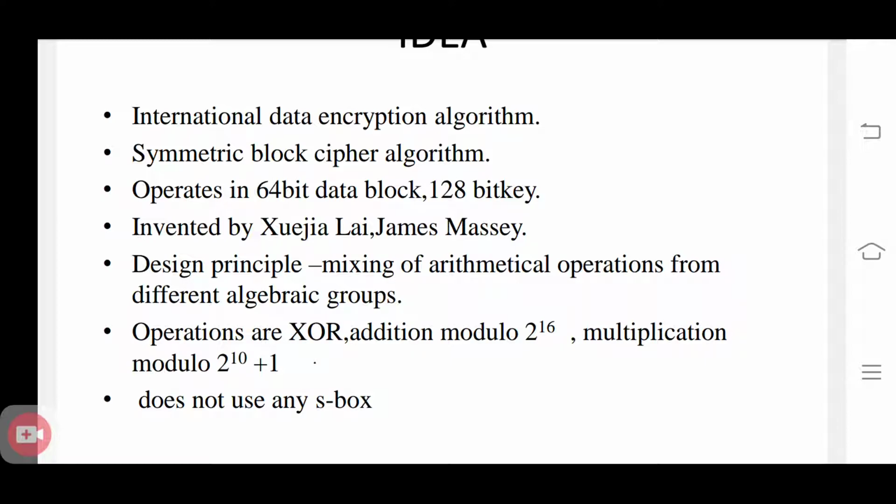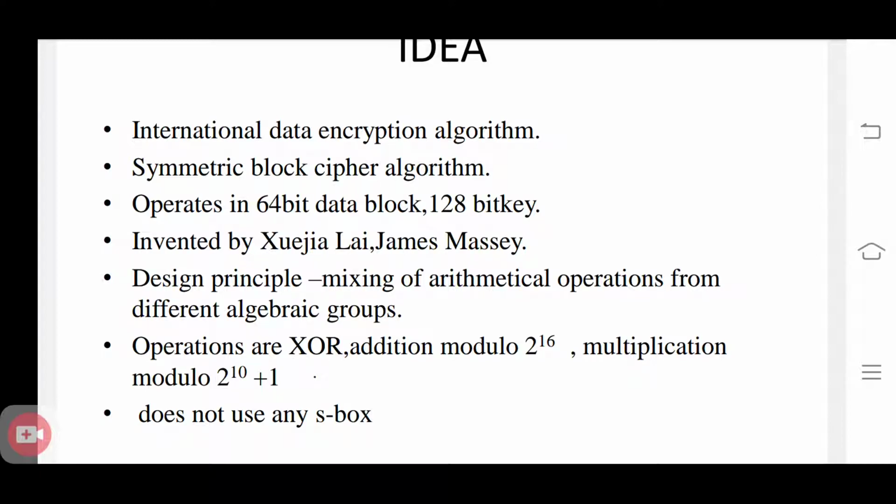So IDEA is a symmetric block cipher algorithm, the plain text length is 64 bits, the key is 128 bits, and the main design principle behind IDEA is mixing of arithmetical operations. Which are the arithmetical operations used in IDEA? The main ones are the XOR operation, addition modulo 2 raised to 16, and multiplication modulo 2 raised to 16 plus 1. Also, the main feature of IDEA is that we have no S-boxes or predefined tables used here. So these are the features of IDEA.